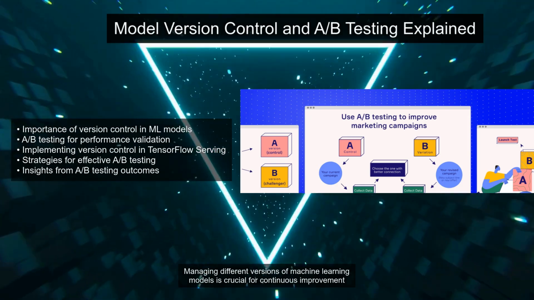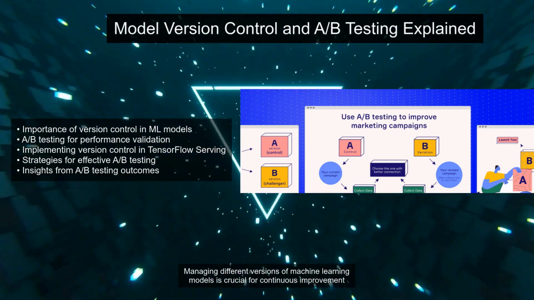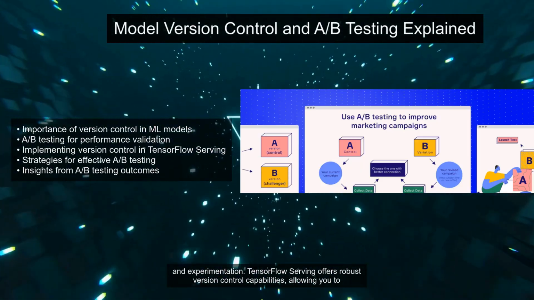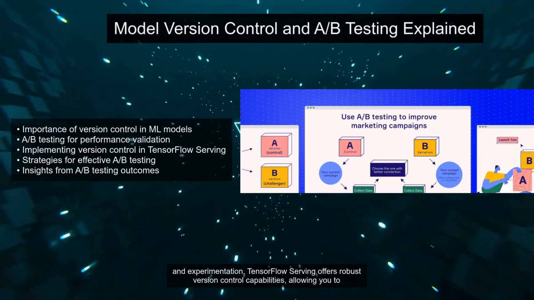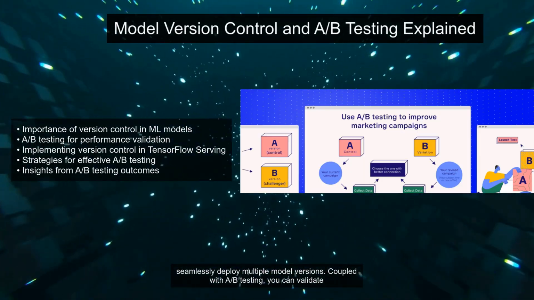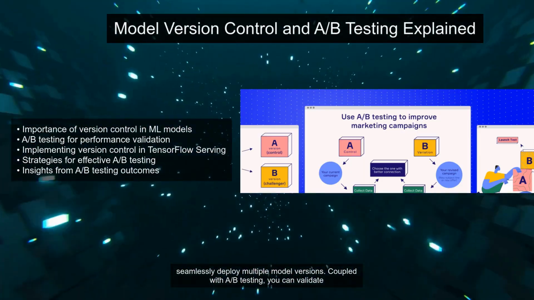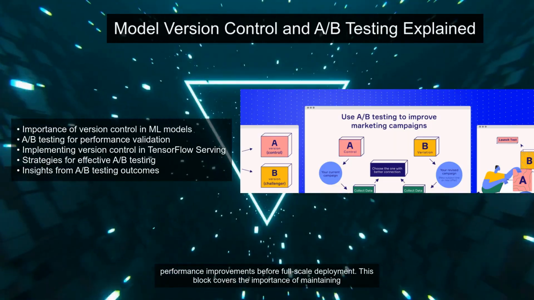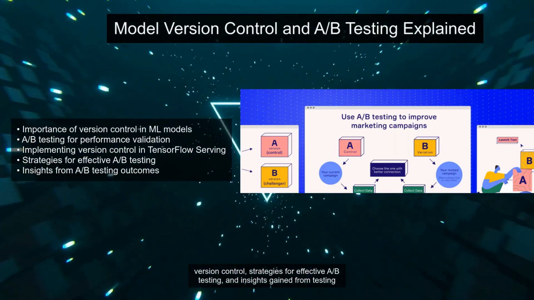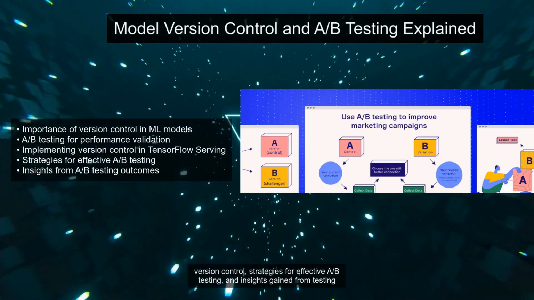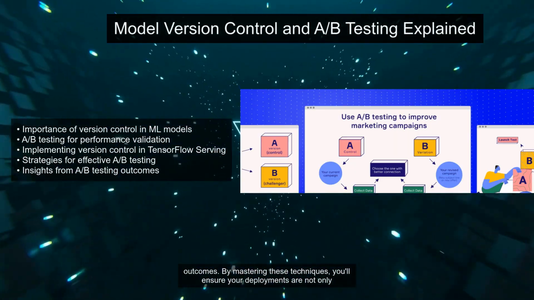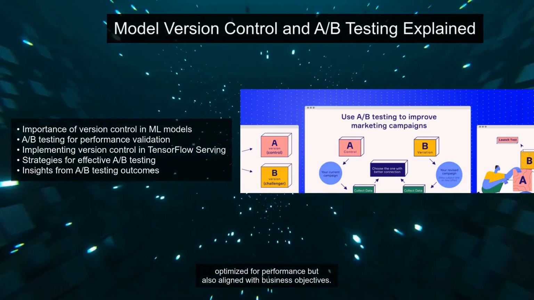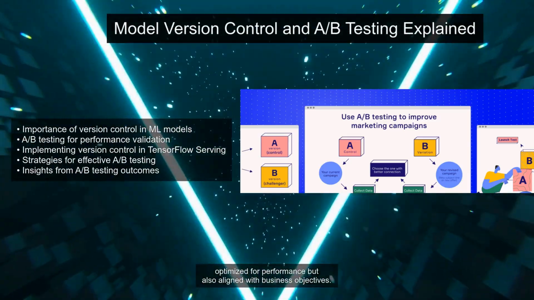Managing different versions of machine learning models is crucial for continuous improvement and experimentation. TensorFlow Serving offers robust version control capabilities, allowing you to seamlessly deploy multiple model versions. Coupled with A/B testing, you can validate performance improvements before full-scale deployment. This block covers the importance of maintaining version control, strategies for effective A/B testing, and insights gained from testing outcomes. By mastering these techniques, you'll ensure your deployments are not only optimized for performance but also aligned with business objectives.